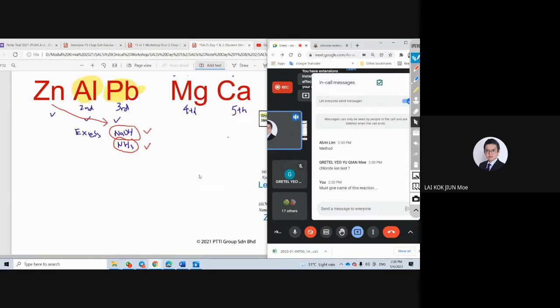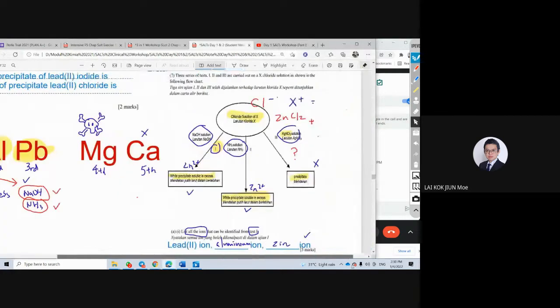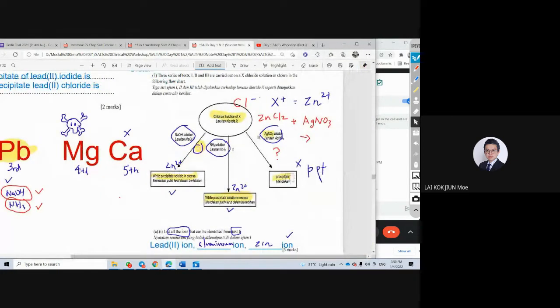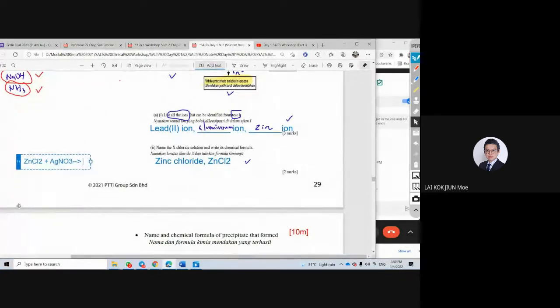Chloride ion test cannot. This is not a test. This is like I trick you. I purposely put the trap. So you have to know this one. Zinc chloride 2 plus AgNO3 will form what? So this actually is a what reaction? You learned this already.